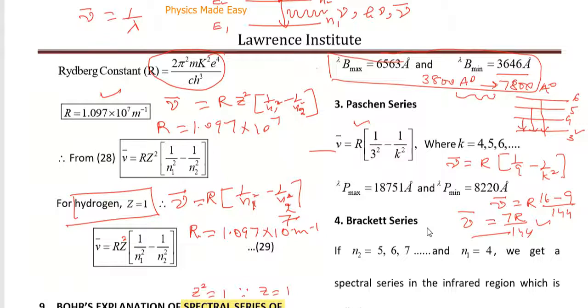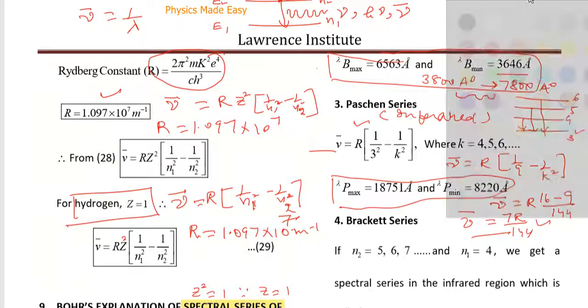Similarly, we can calculate the minimum value. But the more important ranges are these ranges. So in which region does it lie? The Paschen series lies in the infrared region. The previous one which we have just seen lies in the visible.